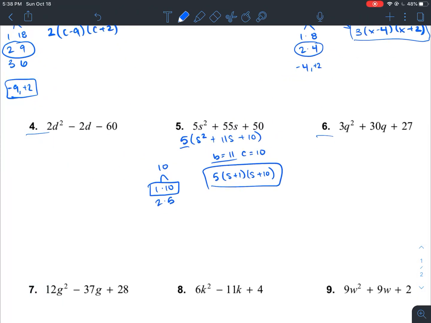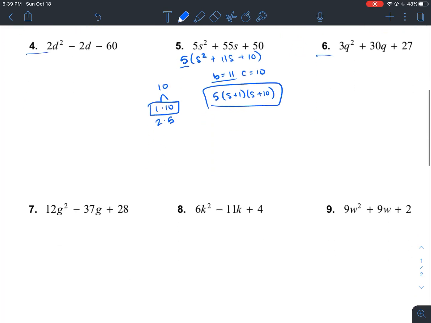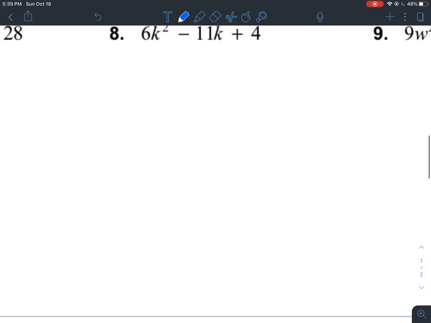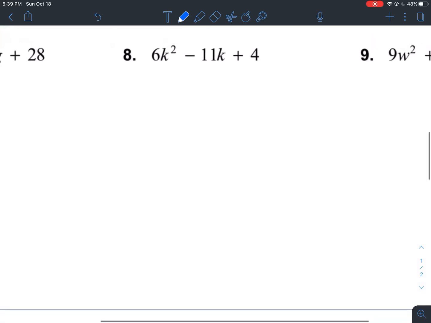Okay, now let's jump to 7, 8, and 9. And let's actually focus on number 8 right here. Because here's the thing for number 8, and for all of these questions right here, is that this number right here, the a value, you can't factor it out from this or from this right here. So there's no greatest common factor between these three terms. Okay, and this is why I wanted you to watch number 2.8 before you came here, and I'll show you why.